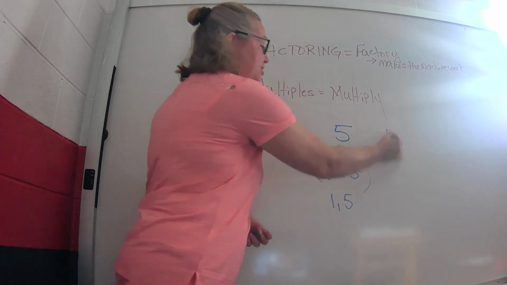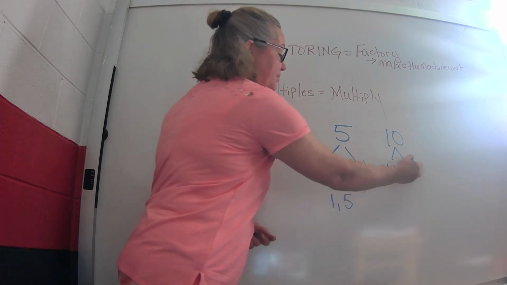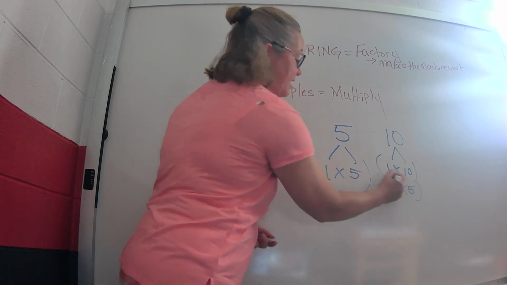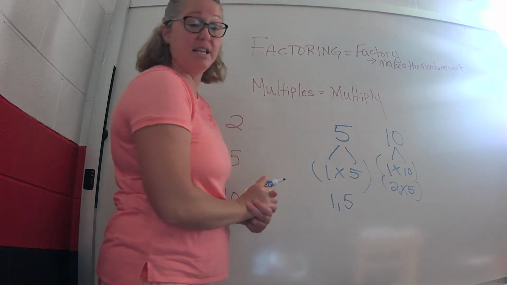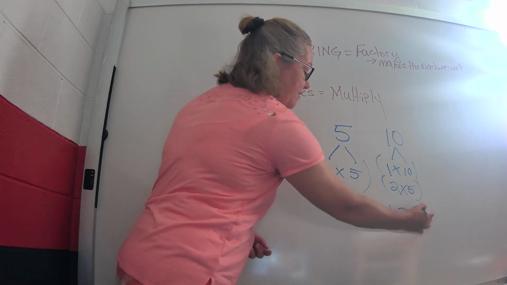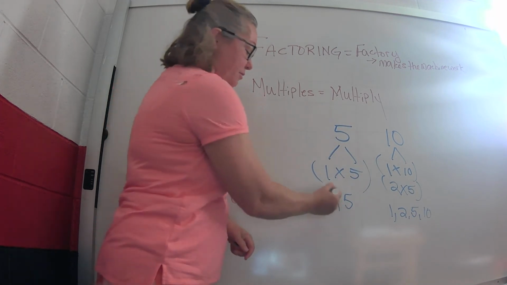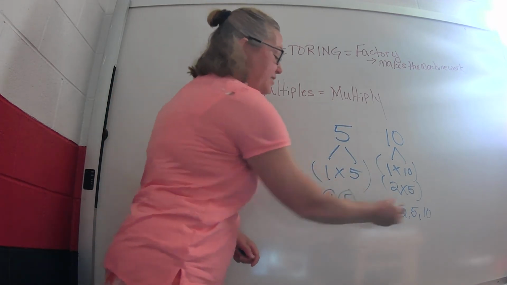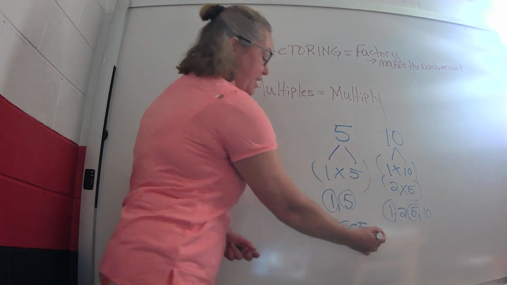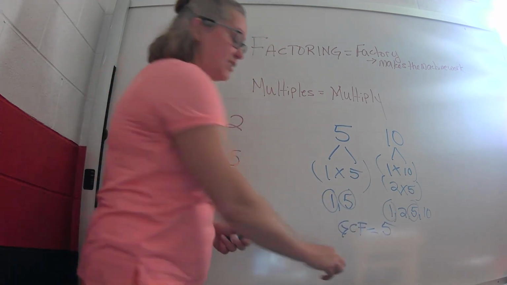If I wanted to do 10, my factors, again, I start with 1 times the number. 10 is even, so that's 2 times 5. Is there anything else that goes into 10? No. So my factors are 1, 2, 5, and 10. If I wanted to see what my common factors were, 1 is common, 5 is common, and my greatest common, my GCF, my greatest common factor would be 5. All right, now let's jump into multiples.